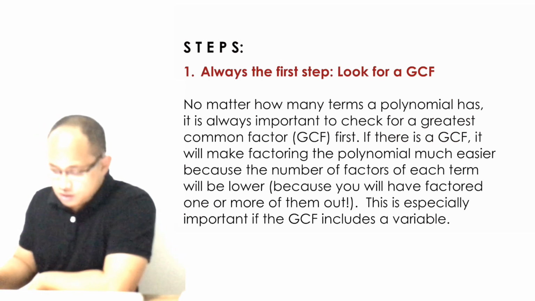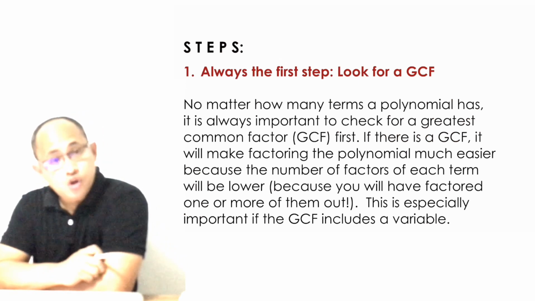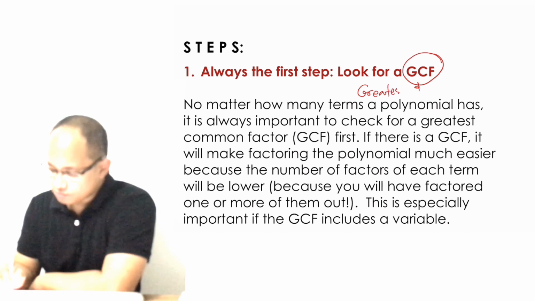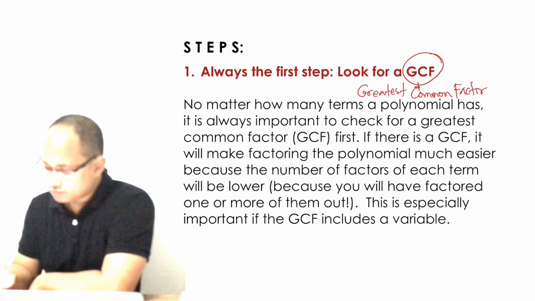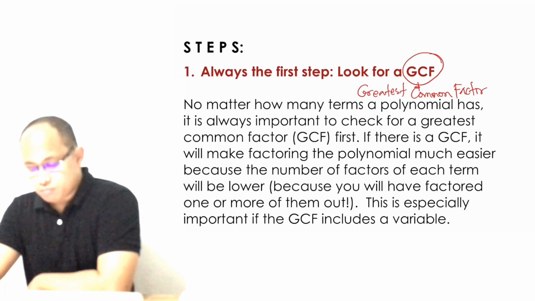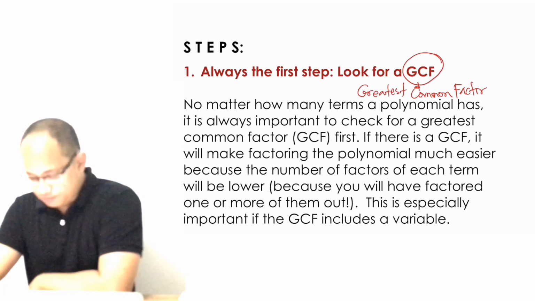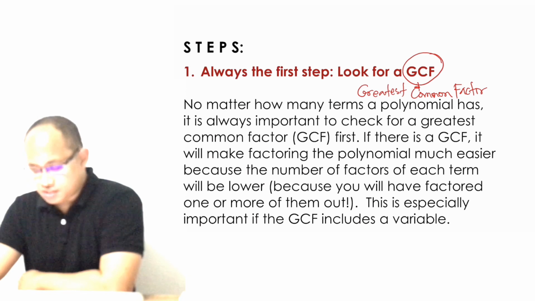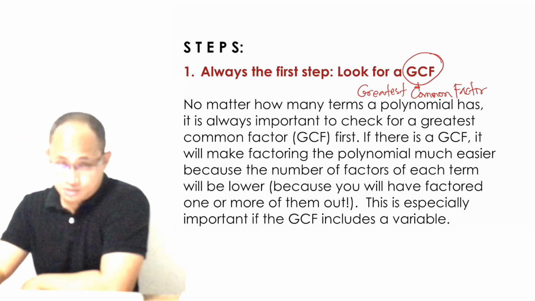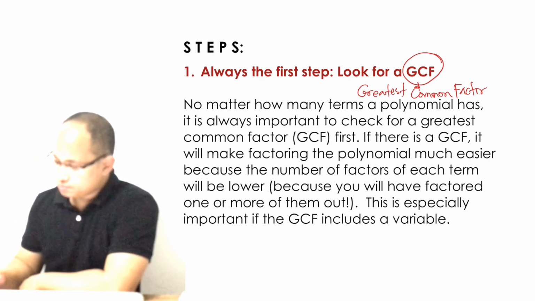Next, steps. Always take the first step. Look for a GCF. What do you mean by GCF? GCF means greatest common factor. No matter how many terms a polynomial has, it is always important to check for the greatest common factor. If there is a GCF, it will make factoring the polynomial much easier. It is easier because you just have to take out the common terms. Alright? Take out the common terms.